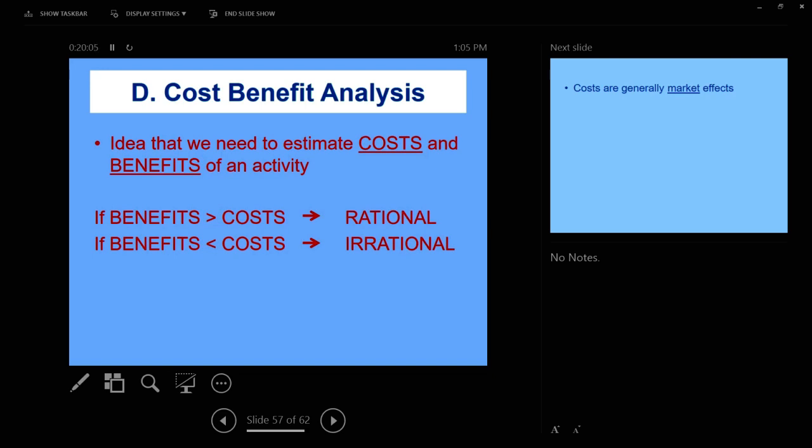Now, I've left out the equal sign, so we need to really put that in the first statement, so my apologies. If benefits are greater than or equal to costs, then something is rational. In other words, if something creates benefits of $5 million, the cost is $5 million, that would be rational. So please go in and put the equal sign in the first statement. Benefits are greater than or equal to costs, then it is indeed rational.